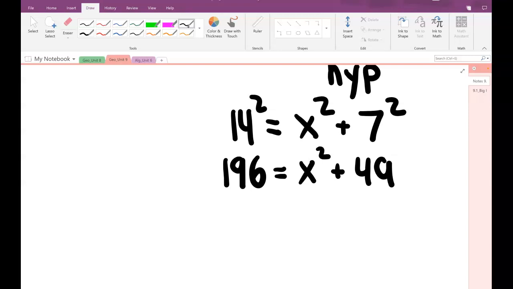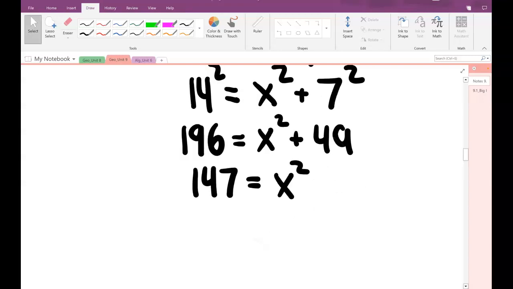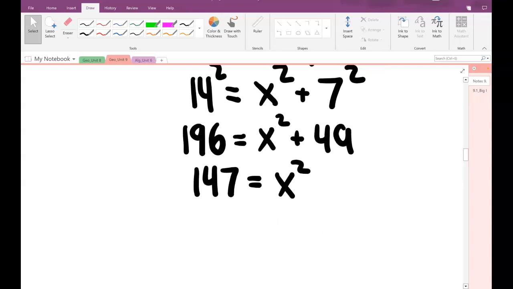Then we subtract 49 from both sides. So we get 147 is equal to x squared. And then to undo our x squared, just like we did last time, we have to take the square root of both sides. So we're left with an x.